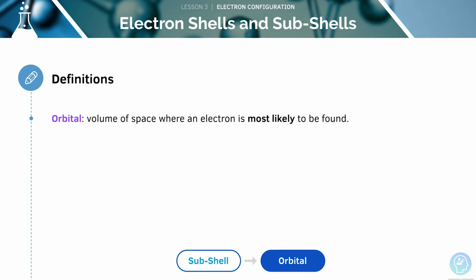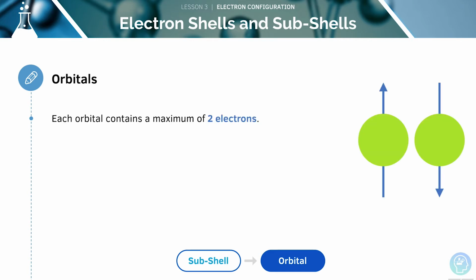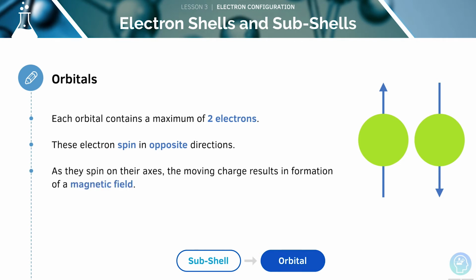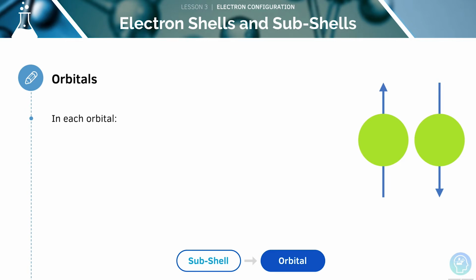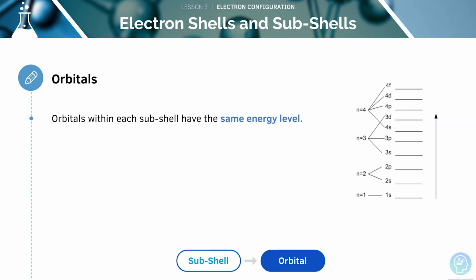Inside an orbital is the most likely place we'll find an electron. Each orbital can only contain a maximum of 2 electrons. These will spin in opposite directions. As electrons spin on their axes, the moving charge will result in the formation of a magnetic field. In each orbital, one electron will spin upwards, whilst the other one spins down.